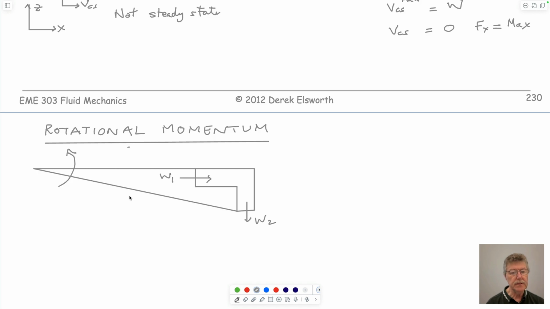I'm going to do, this is lowercase r. This is an angle of rotation and a rotational velocity in radians per second. And what else? And a velocity of the control surface. And maybe what I'll call F theta.